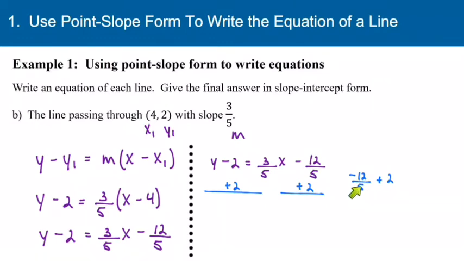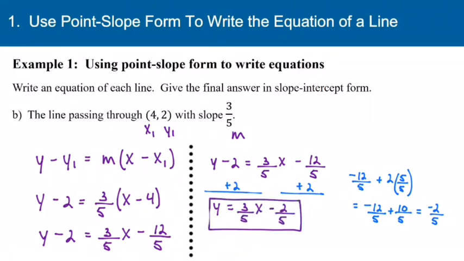So the denominator for the first number is 5. So I need the plus 2 to have a denominator of 5. So I'll multiply that 2 by 5 over 5. That gives us negative 12 fifths plus 10 fifths, which adds up to negative 2 fifths. So we come out here with y equals 3 fifths x minus 2 fifths.